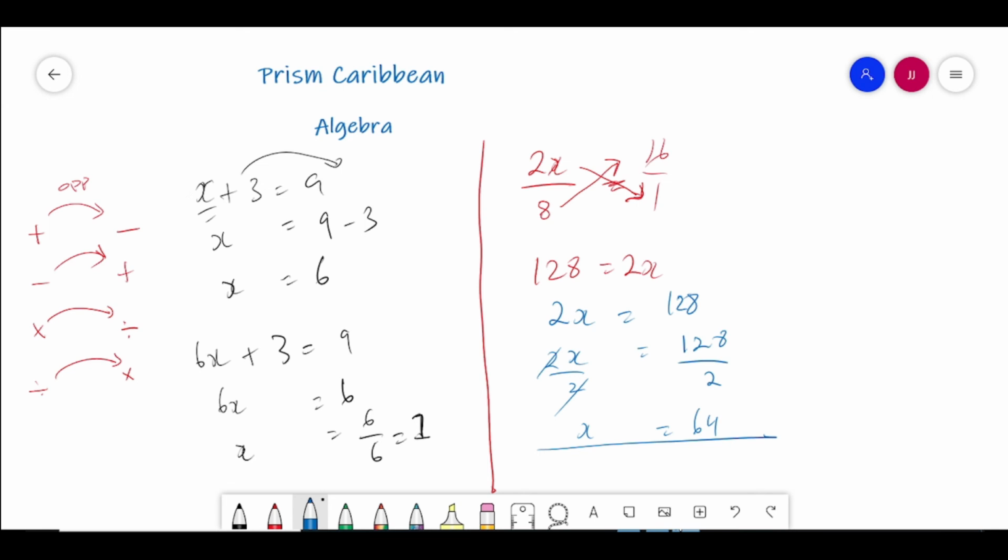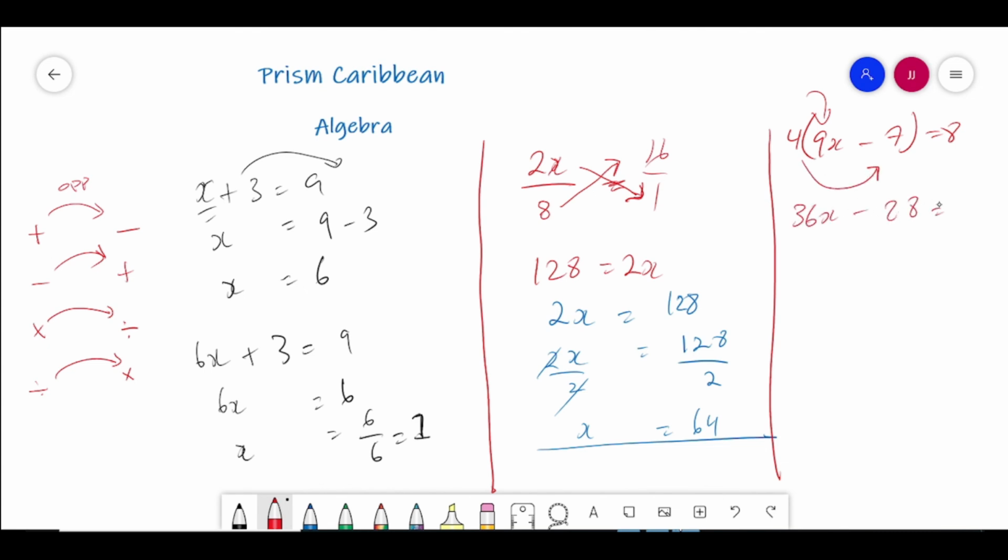And just to go over one more example with regards to this, because I don't want to make this video too long. Let's say we have a question like 4 into 9x minus 7 is equal to 8. Now, for introductory purposes, I'm going to go over the expansion rule. Of course, 4 into 9x will be 36x, and 4 into minus 7 will be minus 28, and then we have it equal to 8.